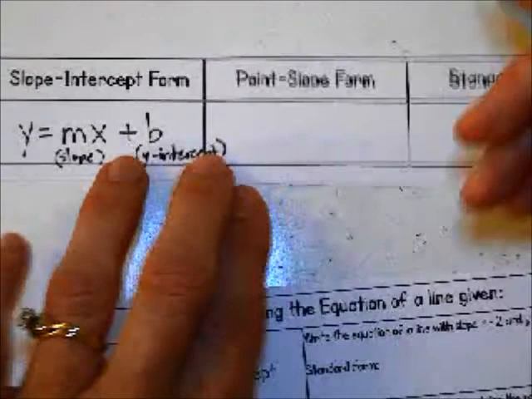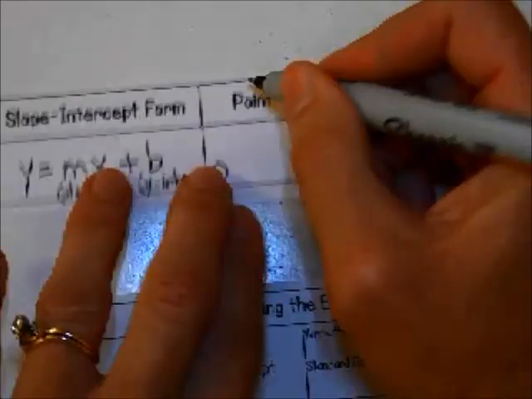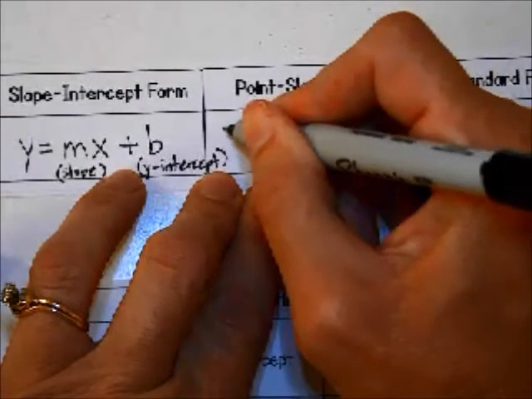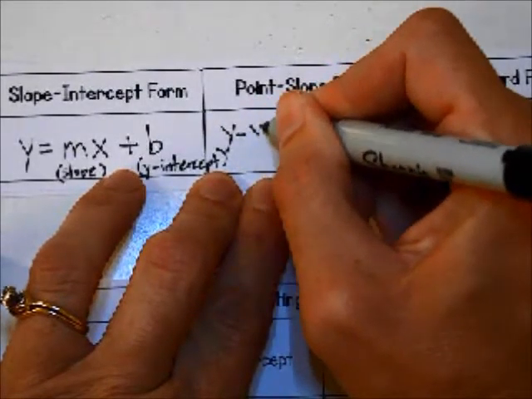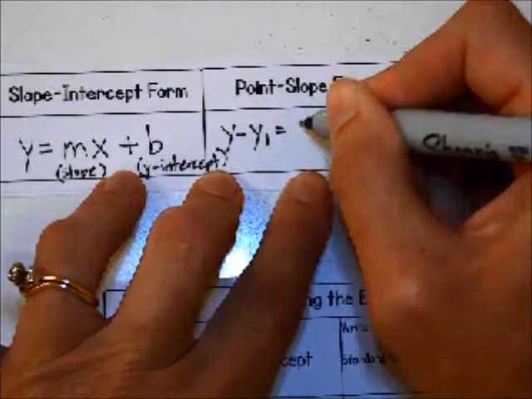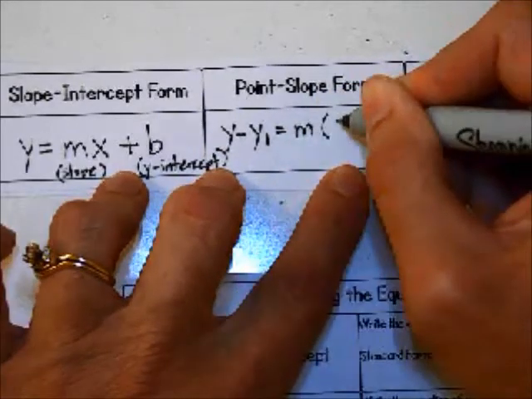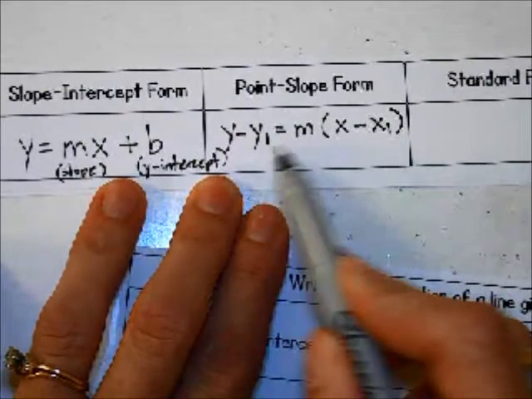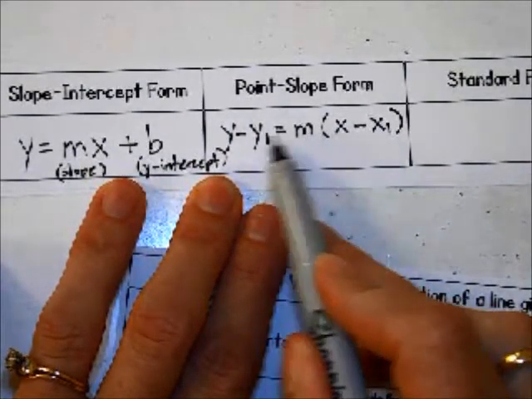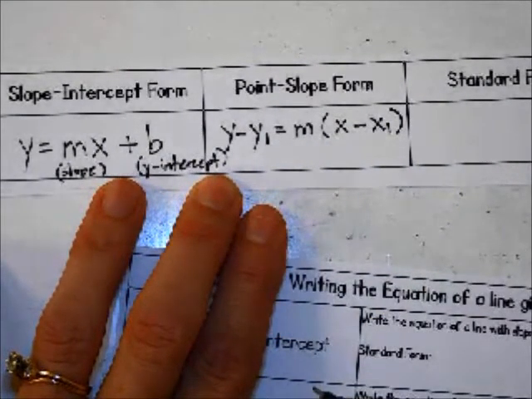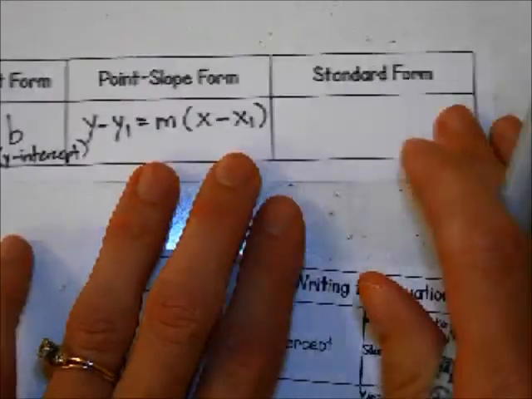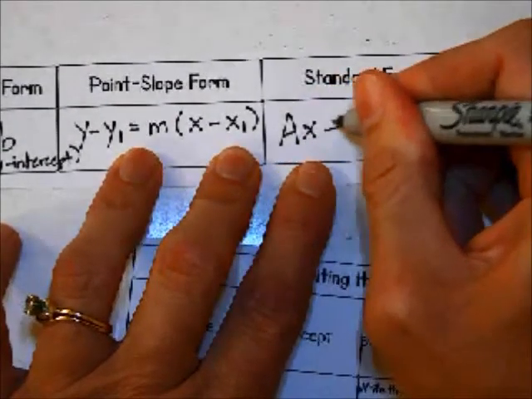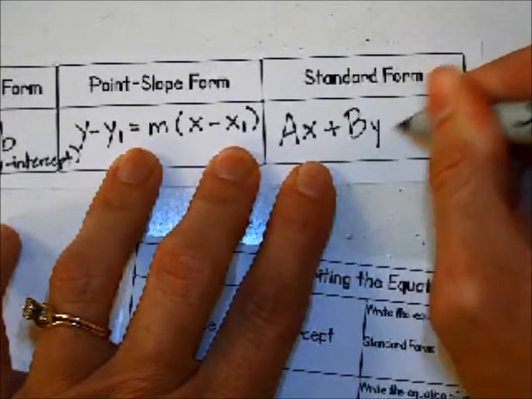Point-slope form is used when we're given a point and the slope. So that form was y minus y1 equals m times x minus x1. So I have a point and I have a slope, and I use this to write the equation of the line. And then, of course, standard form is ax plus by equals c.